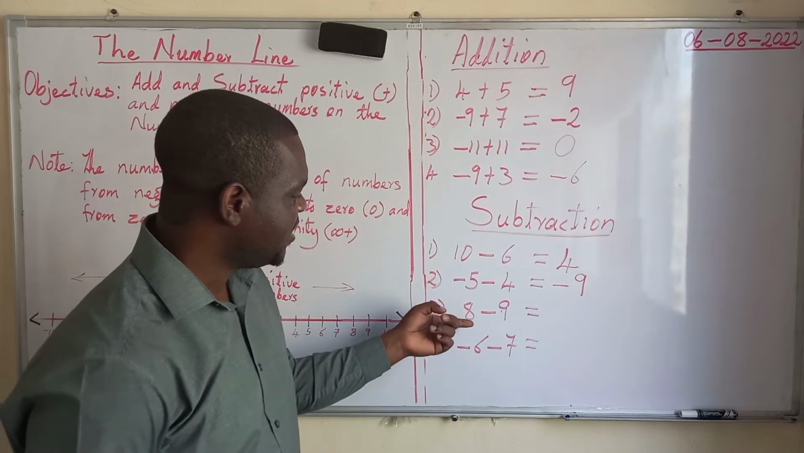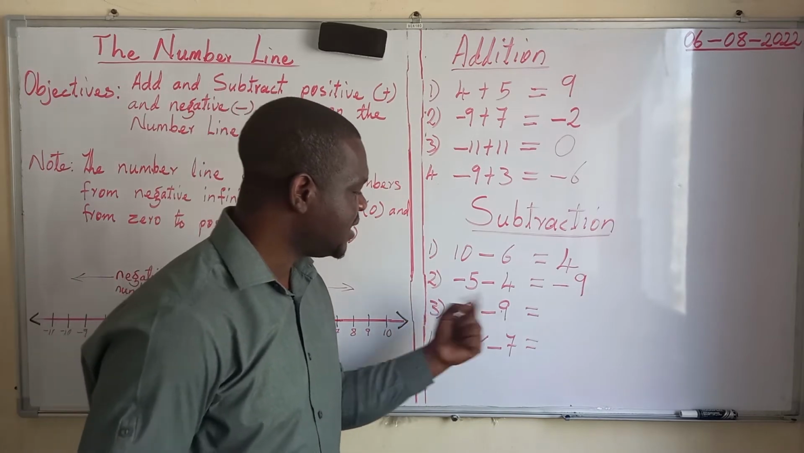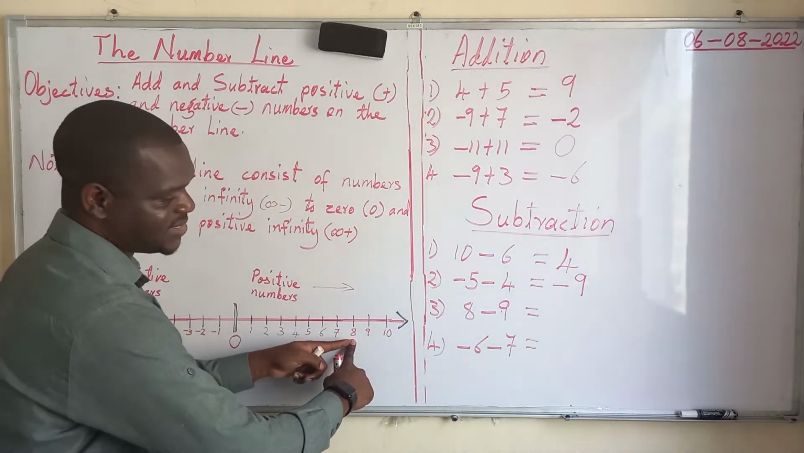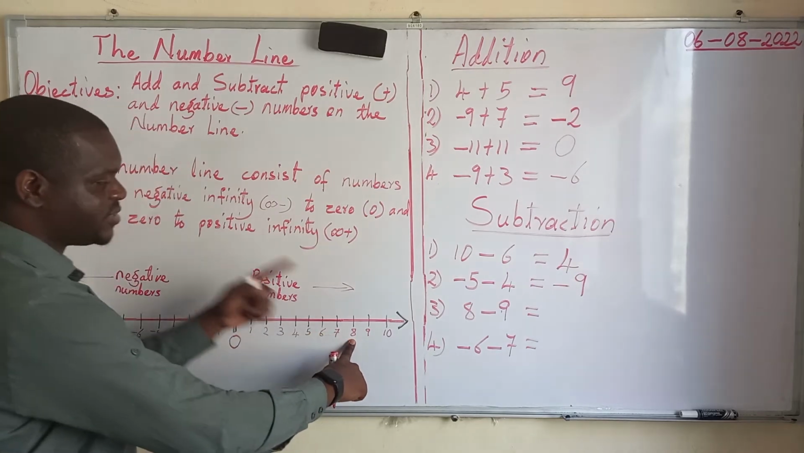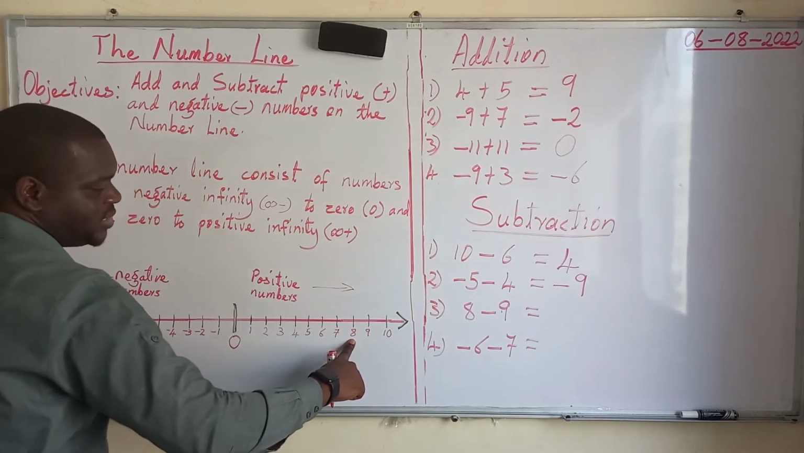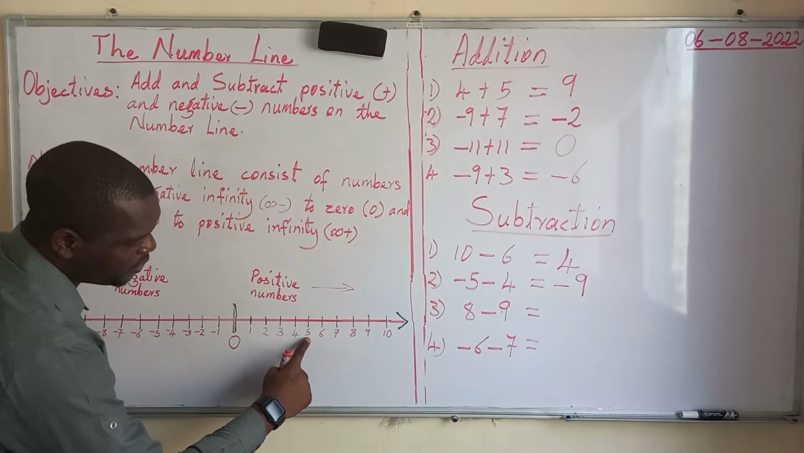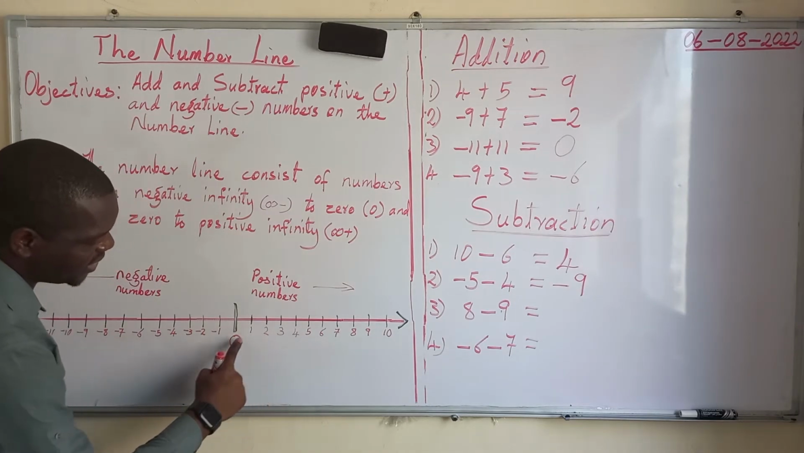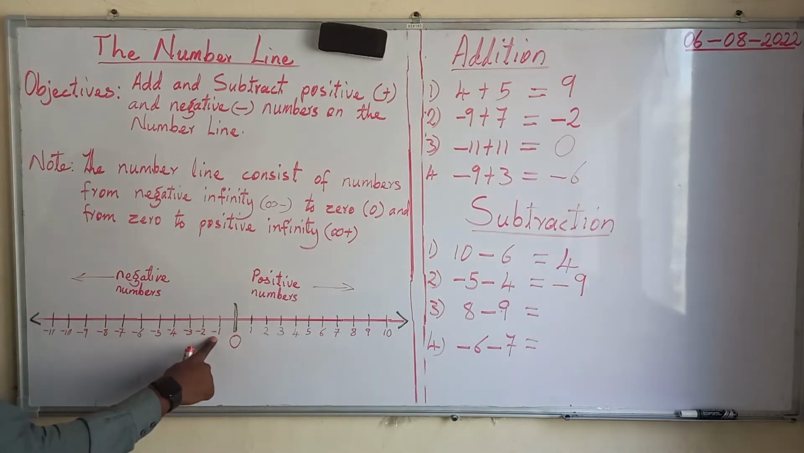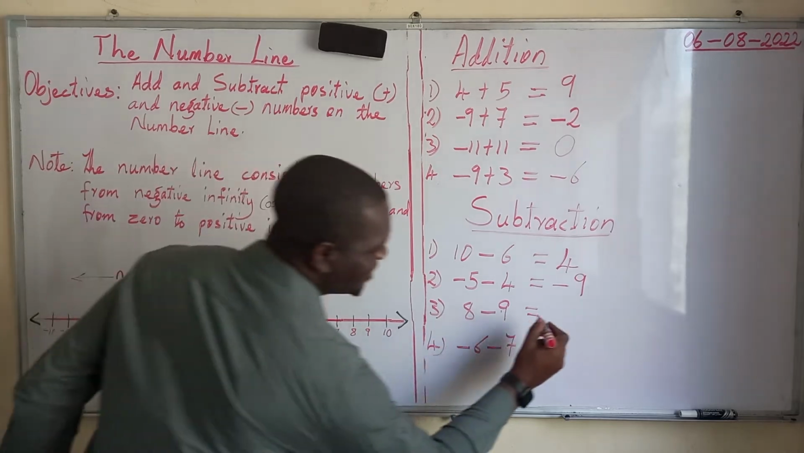Next question. 8 minus 9 on the positive axis. 8 is here. Minus 9 means we count 9 to the left. 1, 2, 3, 4, 5, 6, 7, 8, 9. Our answer is negative 1.